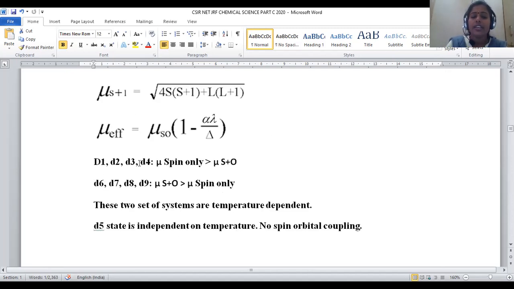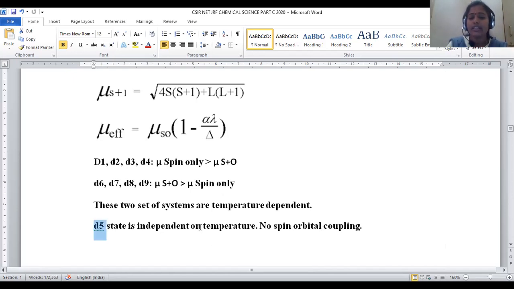So when we are taking d1, d2, d3, d4 systems, the mu spin-only value is always greater than the mu spin-orbit coupling value. For d6, d7, d8, d9 systems, it is reciprocal, meaning we have to invert the entire relation. What will it become? Mu spin plus orbit coupling is greater than mu spin-only, right? So in both cases these are the probabilities, and both are said to be temperature dependent. Only the missing term is d5. That d5 system is temperature independent.